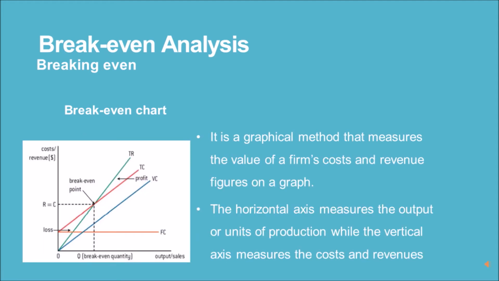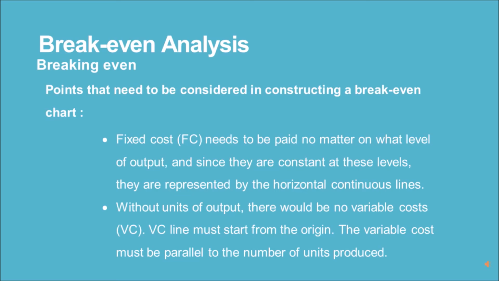Break-even chart. It is a graphical method that measures the value of a firm's costs and revenue figures on a graph. The horizontal axis measures the output or units of production while the vertical axis measures the costs and revenues. Points that need to be considered in constructing a break-even chart.